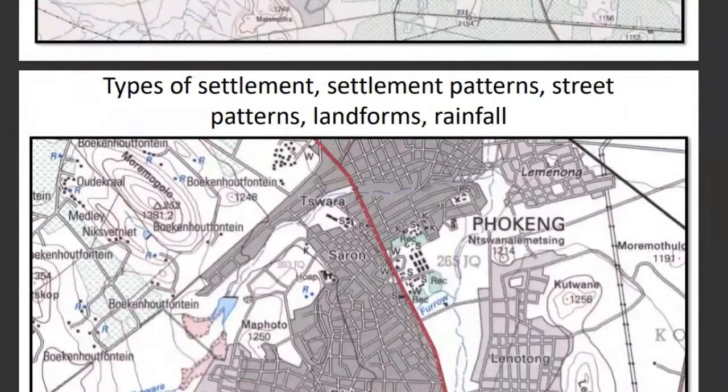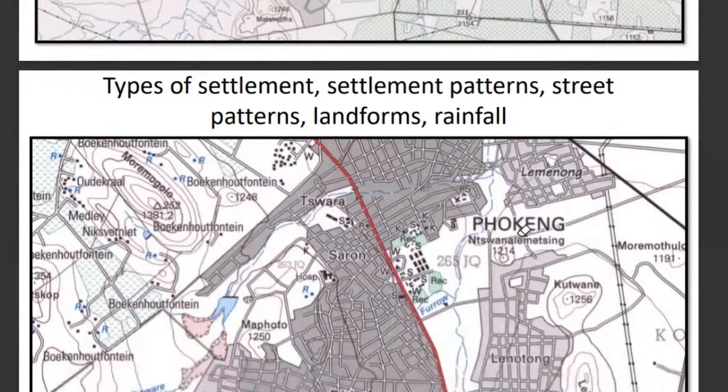Now, besides that, learners, we also have the interpretation in relation to settlement types. The settlement types are rural or urban settlement. Then we have the settlement pattern, which is either nucleated, which is the same as clustered, or dispersed, which is the same as spread pattern. Then you have the street patterns. When we talk about street patterns, we're looking at the way the streets are arranged.